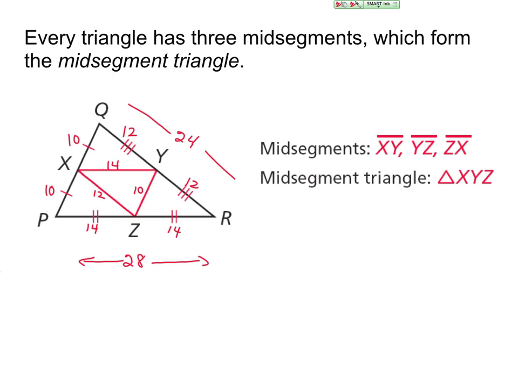Something interesting? See? They're all the same. Even the mid-segment one? 12, 14, 10, 12, 14, 10. They're all congruent by side, side, side congruence.